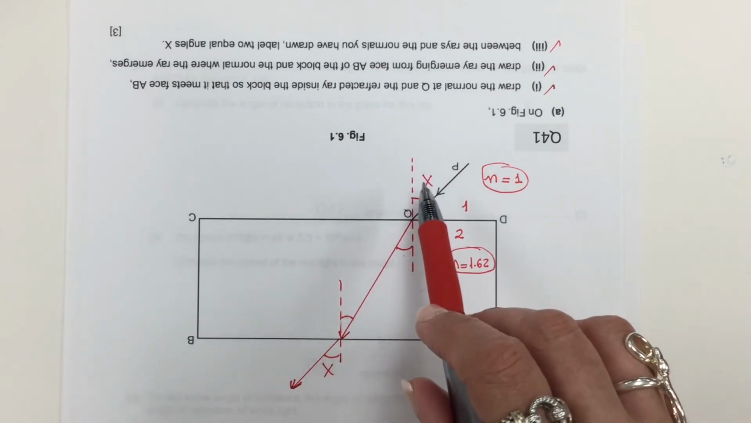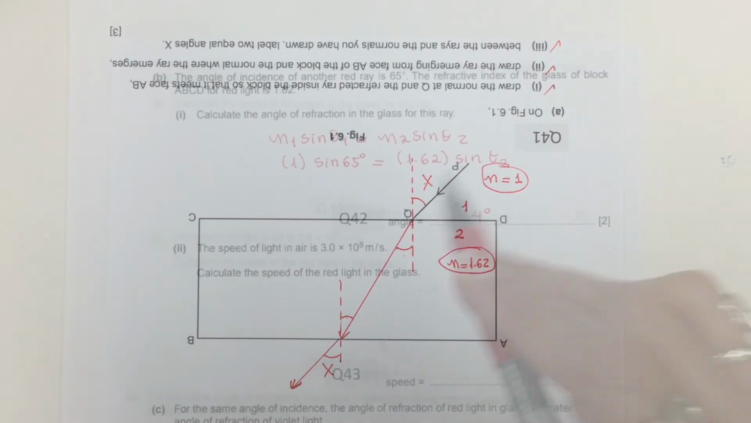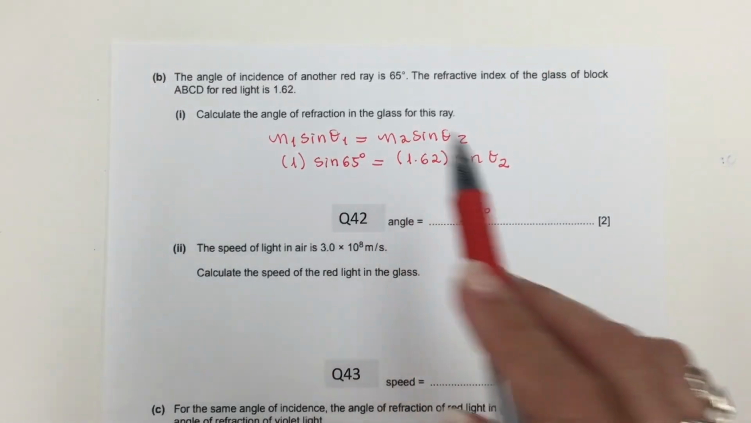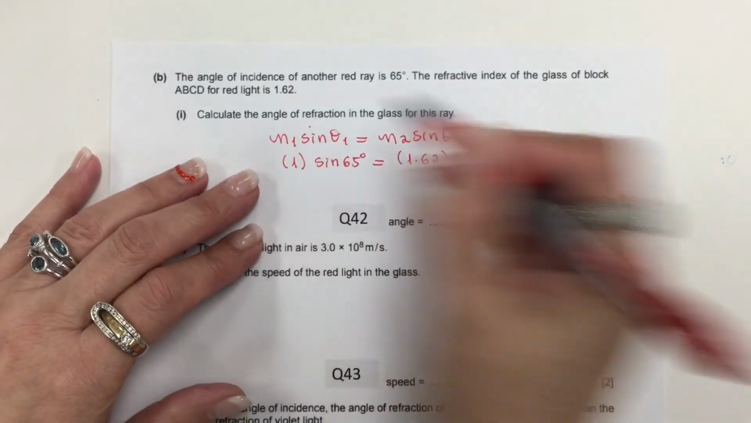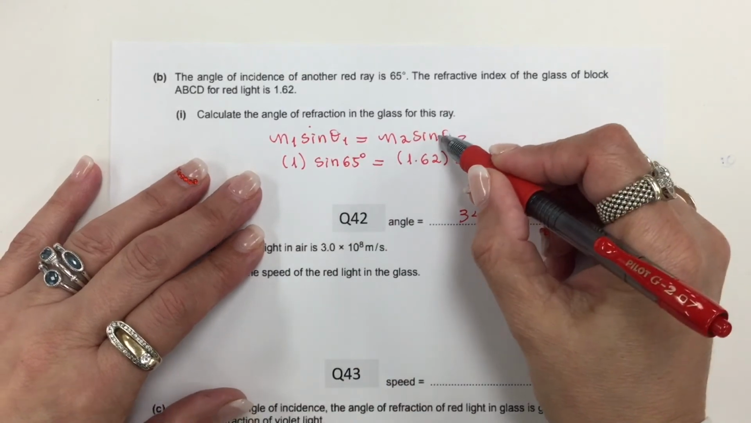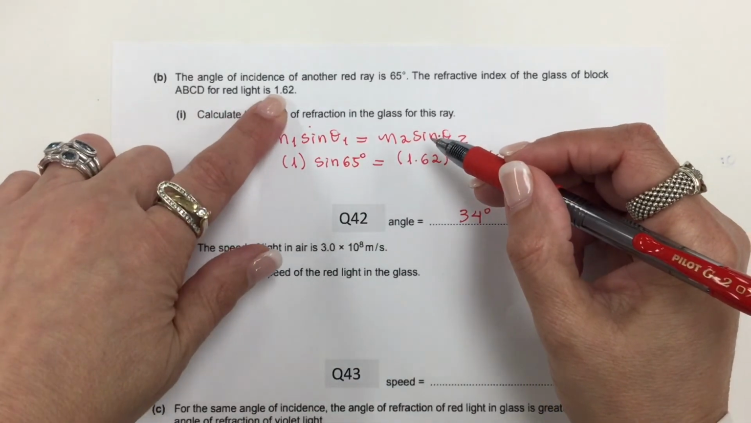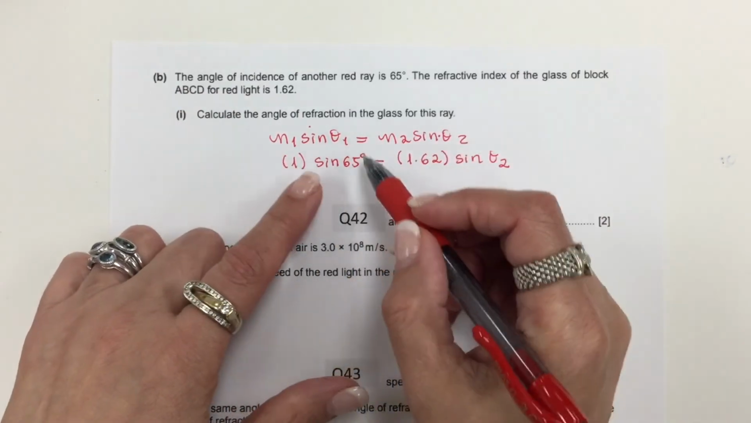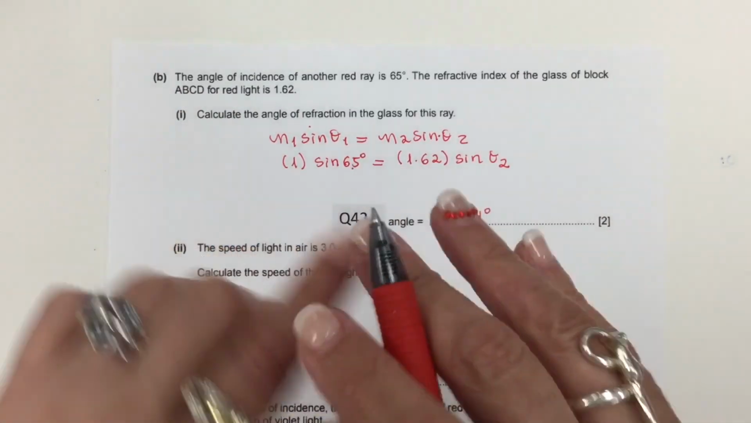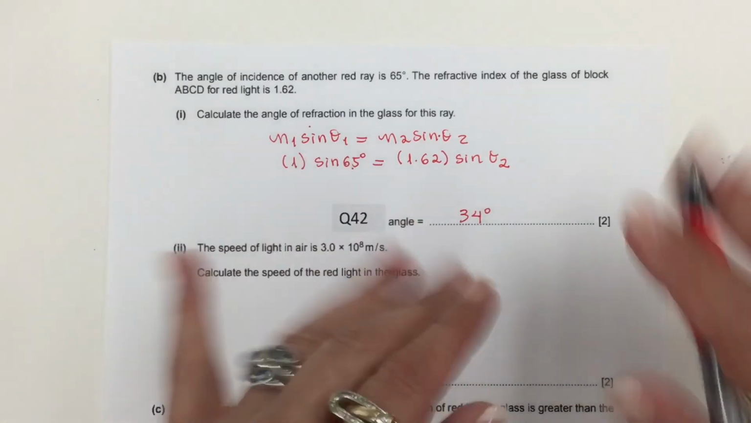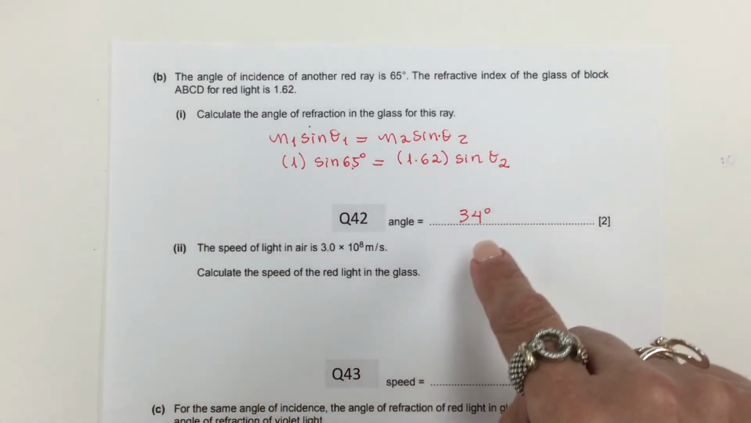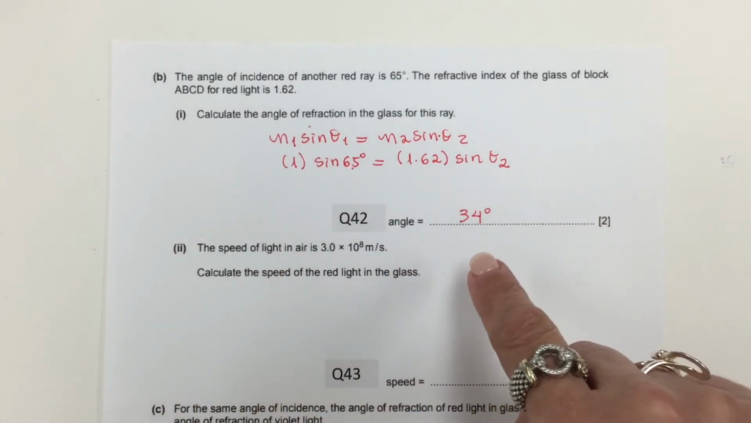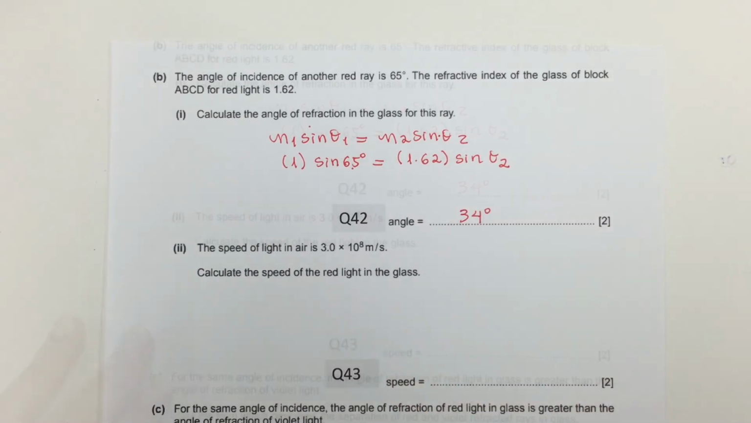So 65 goes to medium 1. So this is Snell's law. Medium 1 here is the air, medium 2 is the glass. So now the index of refraction for the glass is 1.62. The incident angle is 65. For this new condition, after you do your calculation, you should have an angle of refraction of 34 degrees.